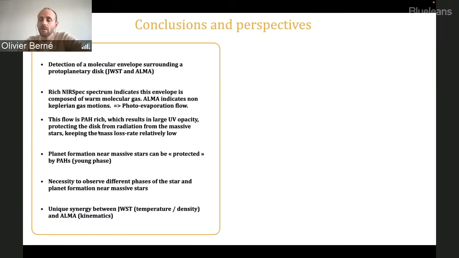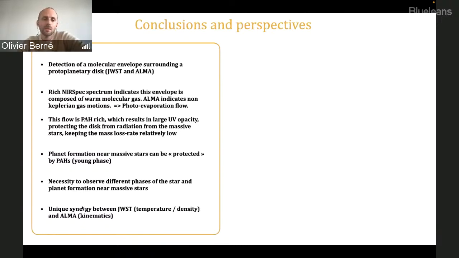In particular, it has a large abundance of PAHs, and this large abundance, in fact, of PAHs protects the protoplanetary disk from the UV radiation of the massive stars, and so in a way, it allows to keep the mass loss rates relatively low. So if you want to sum up, a way to say it is that planet formation near massive stars, in this case, can be protected by the presence of these PAH molecules in the envelope surrounding this protoplanetary disk. But clearly, we need to observe more of these systems in different phases of evolution, different ages, and also different radiation fields.